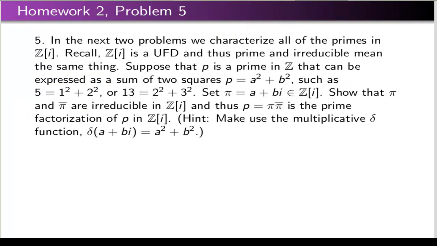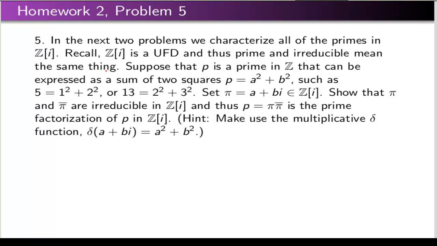Problem 5. Okay, the next two problems will characterize all of the primes in the Gaussian integers. So let's recall the Gaussian integers is a Euclidean domain because it has the Euclidean algorithm that was on your last homework problem, and therefore it's a unique factorization domain. So prime and irreducible mean the same thing, unlike the previous problem.